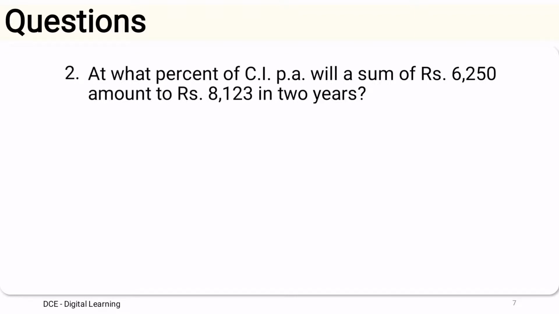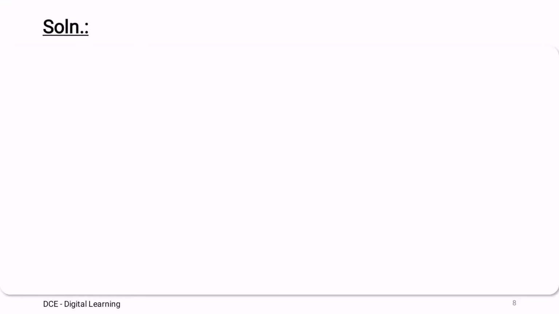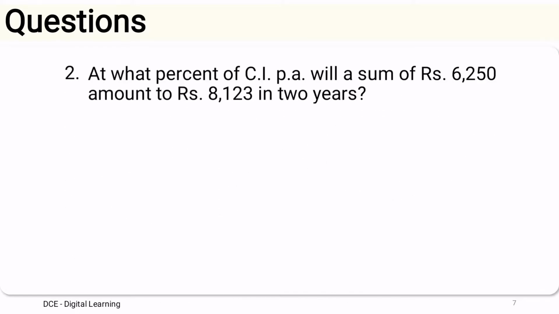Now, we can take one more example on how to find P, N, and R. Out of four quantities, three are given and one is not given. How to find out the missing quantity?